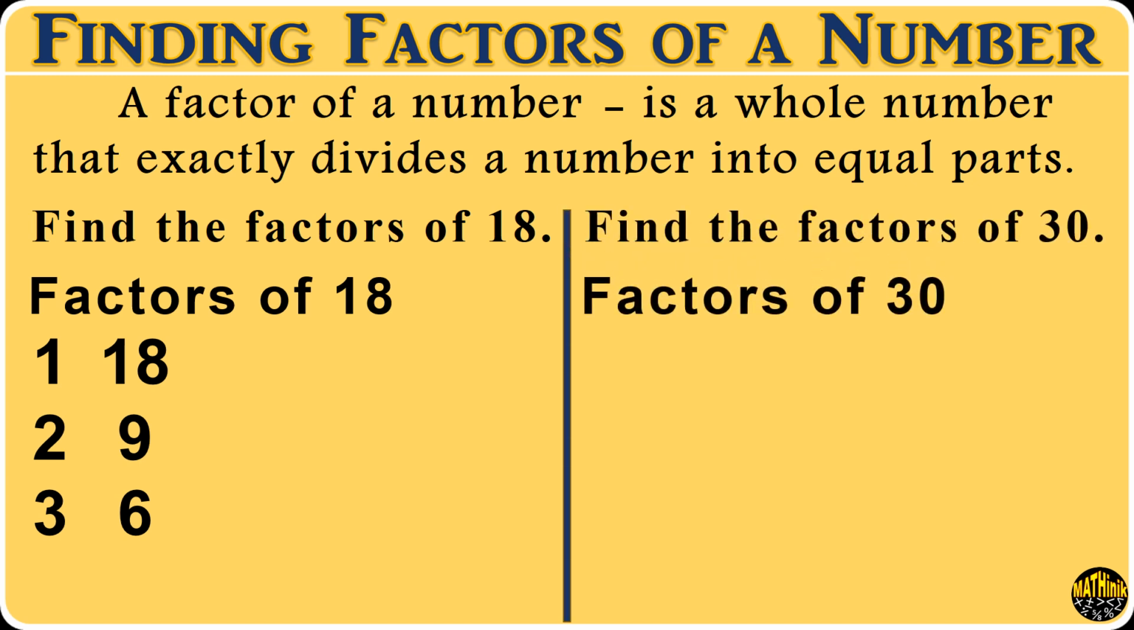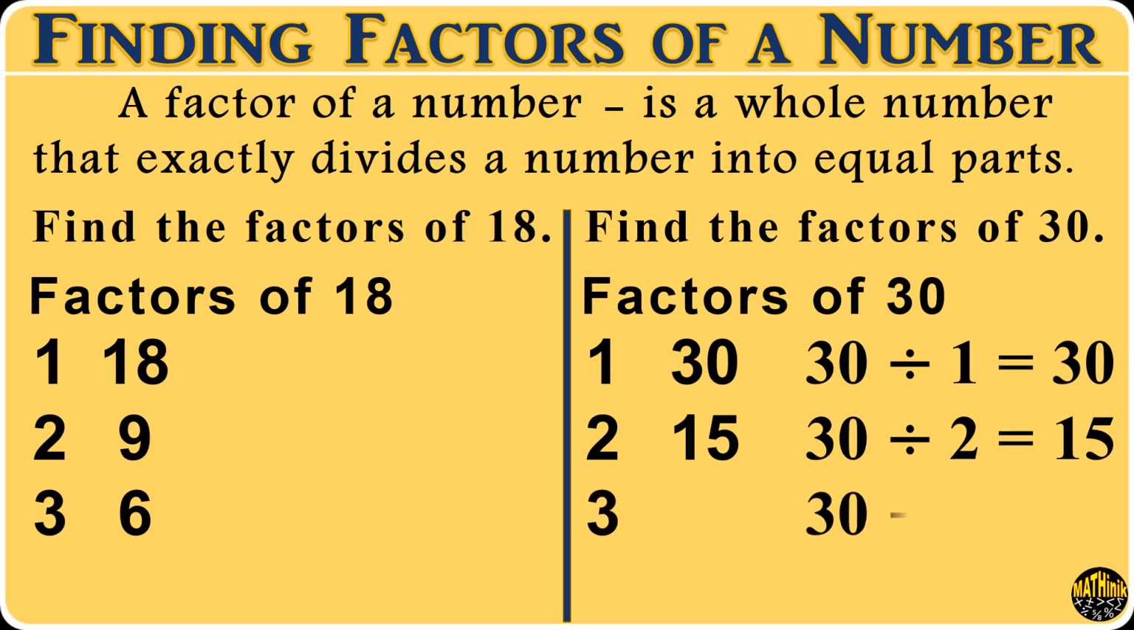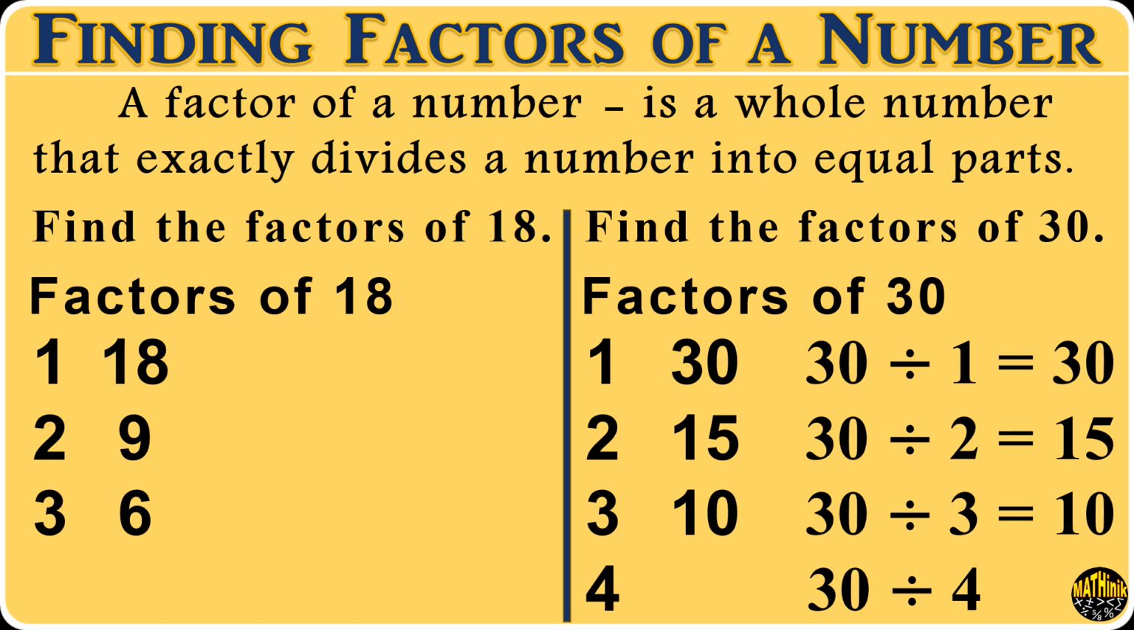Same process and steps. How many 1's are there in 30? 30 also. Next is 2. Can we exactly divide 30 by 2? Surely, and the quotient is 15, right? How about if we divide 30 by 3? Correct. There are 10 3's in 30. Is 30 divisible by 4? Nope, because 30 is not a multiple of 4.